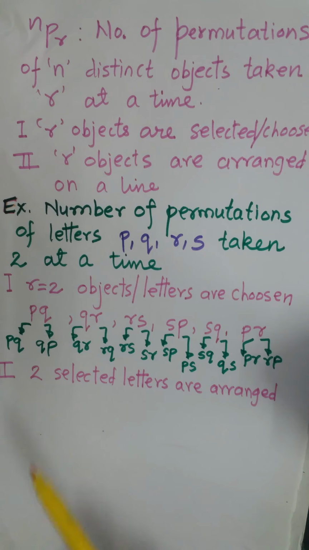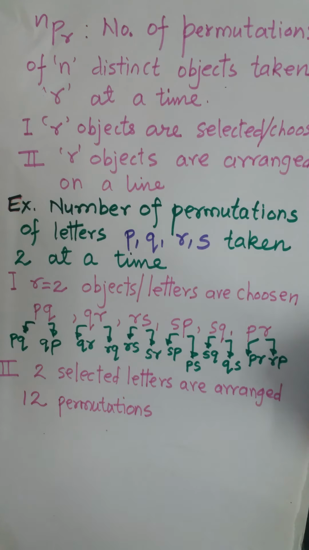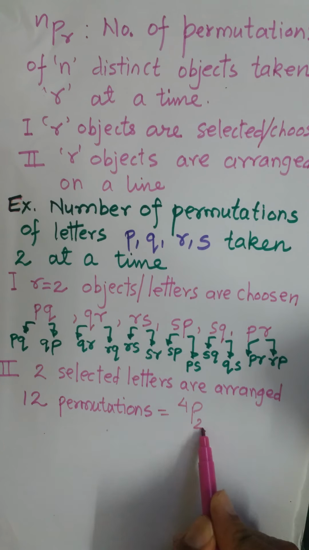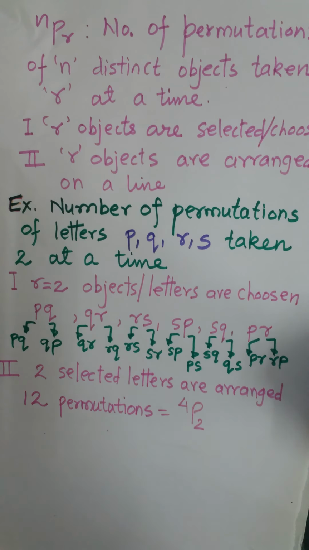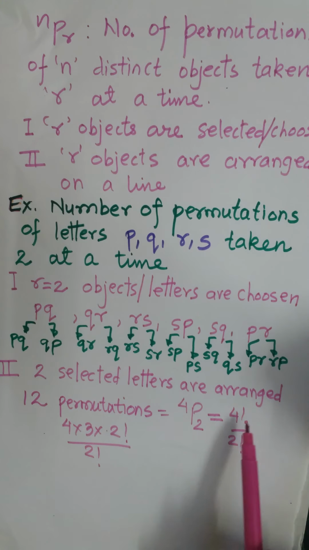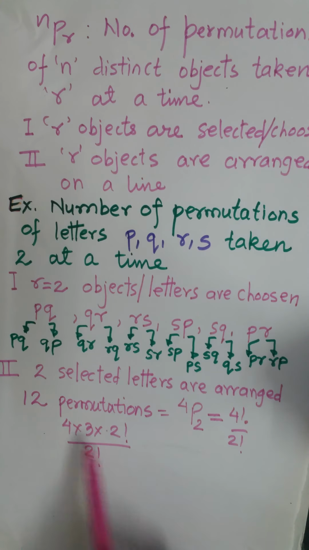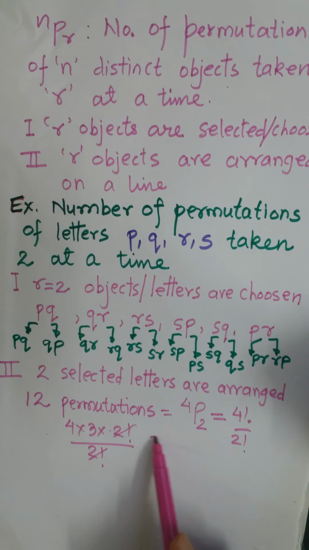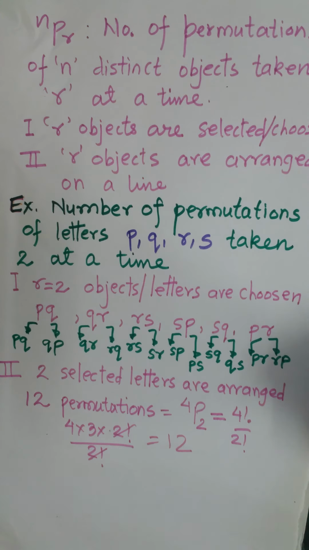So how many arrangements are there? We can count like this: 1, 2, 3, 4, 5, 6, 7, 8, 9, 10, 11, 12. So the number of arrangements is 12. So 12 permutations are possible. Now if we go by NPR, which is equal to 4P2, what does it give us? 4 factorial by 2 factorial, which can be written as 4 into 3 into 2 factorial. These two get cancelled. So we get 12 by the formula also.